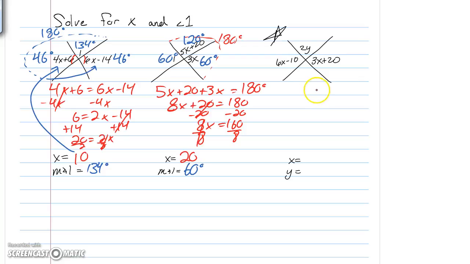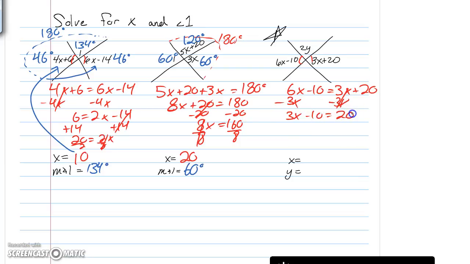Okay, our last one, a little bit of a tricky one. Start with, you see the angles across from each other make an x. Again, here's your x, the angles across from each other make that perfect x. So these two angles are congruent. So 6x minus 10 equals 3x plus 20 because they're vertical angles. Subtract 3x, you get 3x minus 10 equals 20. Add 10, 3x equals 30. You get x equals 10.